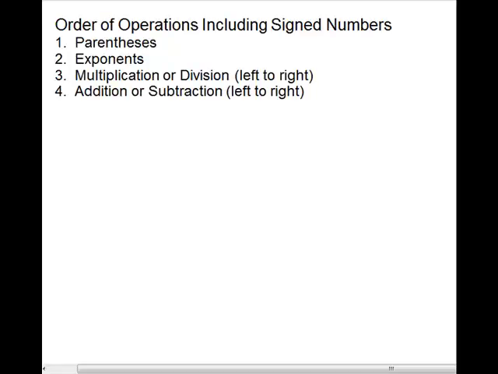We're going to look at order of operations again in this section 2.5, and these are going to include signed numbers, so we'll just have to be careful about that. Our first level is parentheses, and this level can also include your grouping symbols: parentheses, brackets, absolute values, and later on radicals. Level 2 will be to evaluate the exponents. Level 3, multiplication or division, left to right. And level 4, addition or subtraction, left to right.